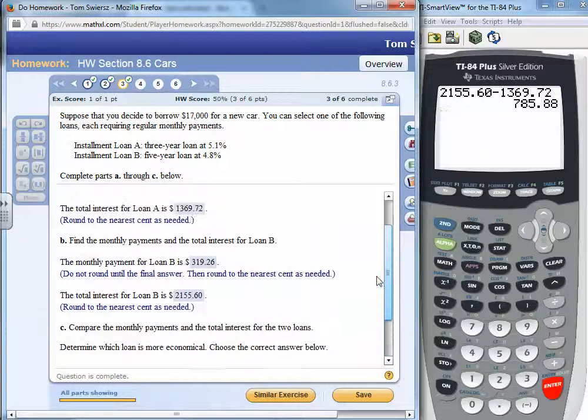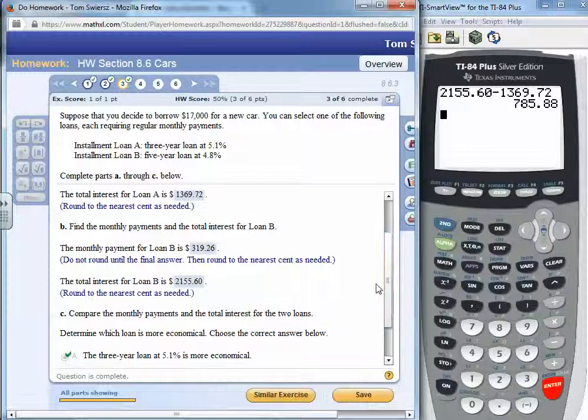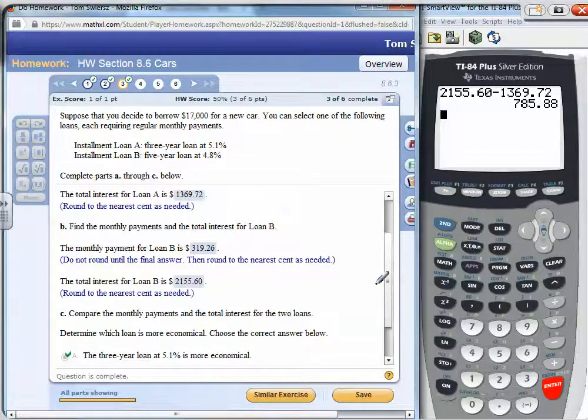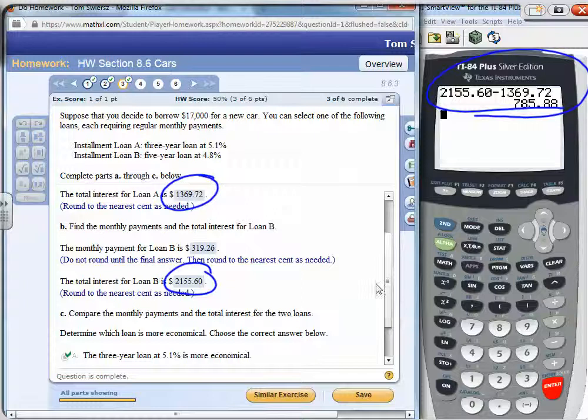Again, what we did was simply subtract the total interest. The total interest from loan B we calculated right here, and the total interest from loan A was here. We subtracted those two using our calculator to find the difference, and that's how much money we would save.